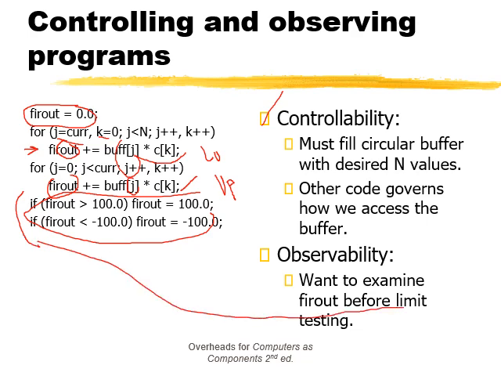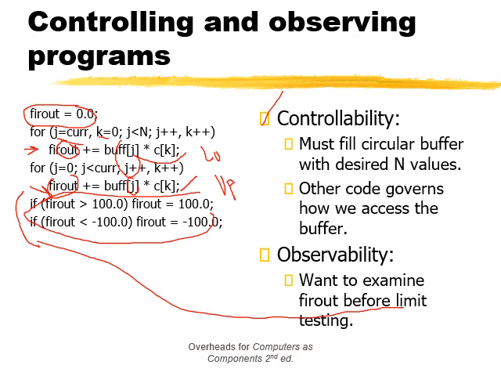So the code also illustrates an observability problem. If we want to test the FIR filter itself, we look at the value of FIR before the limiting code. We could use a debugger with breakpoints, and we break our code at this point so we can check FIR out before limiting it. So if we want to test the FIR code independent of the limiting code, we would have to add a mechanism for observing FIR out independently.